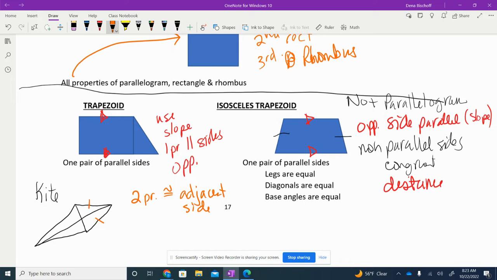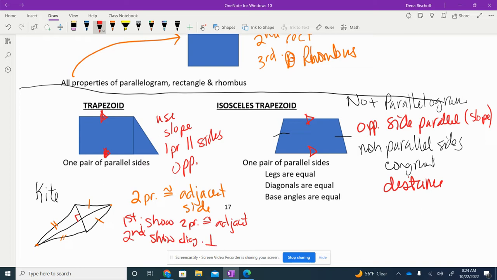So these two sides are right next to each other, right? They share the same vertex. They're congruent. And these two sides are right next to each other. They're also congruent. They share the same vertex. Another unique feature about a kite is that the diagonals are perpendicular. So if you want to prove that you have a kite, you have to first show that you have two pairs of congruent adjacent sides. So they're not opposite sides, they're adjacent. And then second, you have to show that the diagonals are perpendicular.